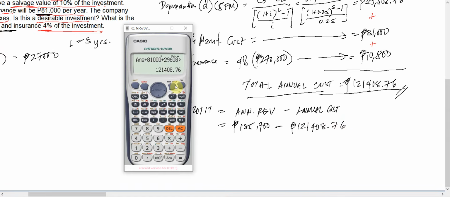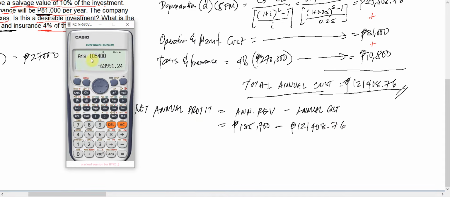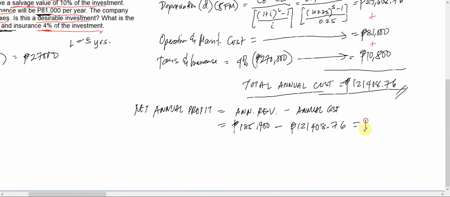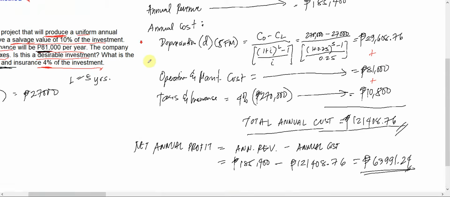Inuna ko lang yung 121,408.76 minus 185,400. So, hindi siya negative, ano? That is positive. So, the net annual profit is equal to 63,991.24. So, meron na tayong net annual profit. So, masosolve na natin yung rate of return.